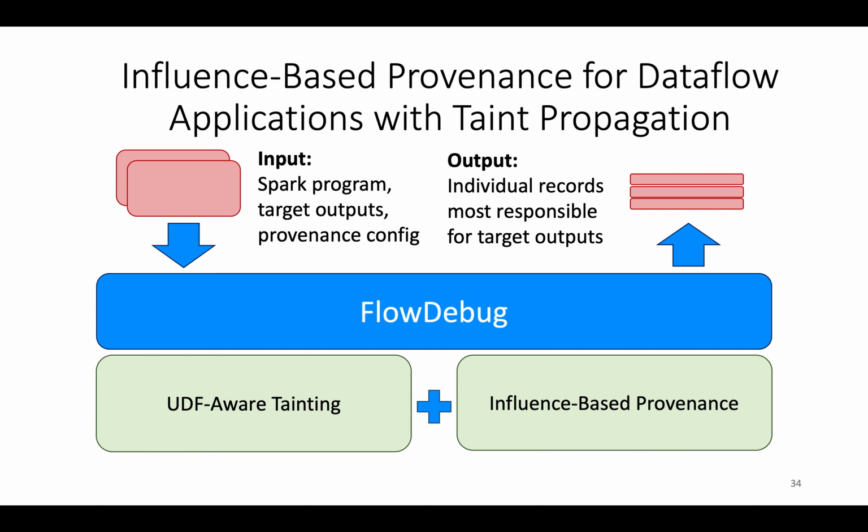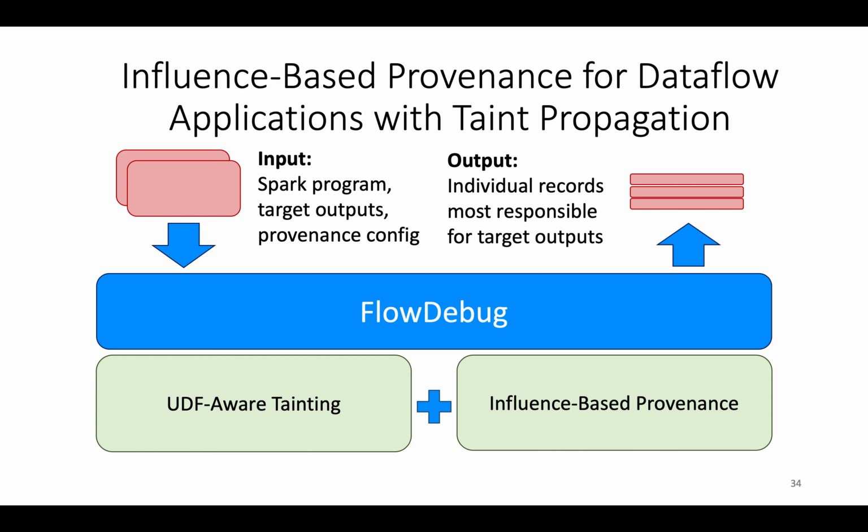FlowDebug is implemented as a library on top of Apache Spark, and it's written in Scala. And it consists primarily of 2 complementary approaches, UDF-aware tainting and influence-based provenance, both of which we will be going into in detail. While both of these can be used in conjunction, they can also be used independently of each other.